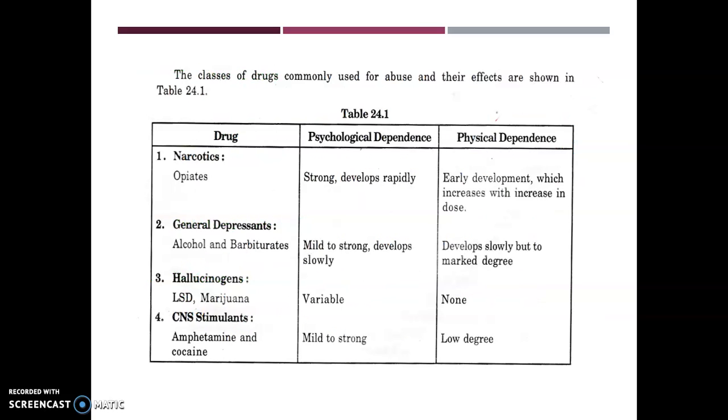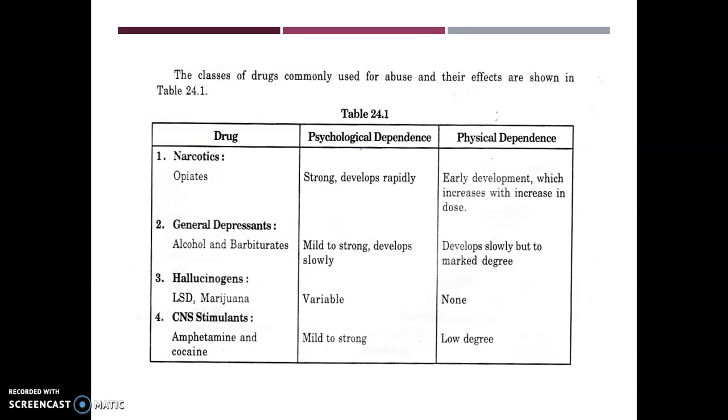Then, the classes of drugs commonly used for abuse and their effects are shown in the table. So, the first class is narcotics. Example: opiates. Psychological dependence is strong and develops rapidly, and physical dependence develops at an early stage, which increases with increase in dose. Then the second category is general depressants. Example: alcohol and barbiturates. Psychological dependence is mild to strong and develops slowly. Physical dependence develops slowly but to a marked degree.